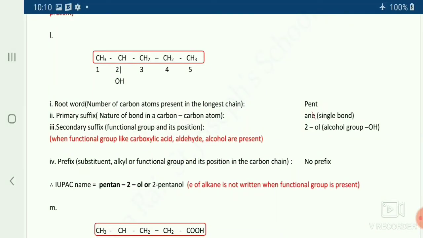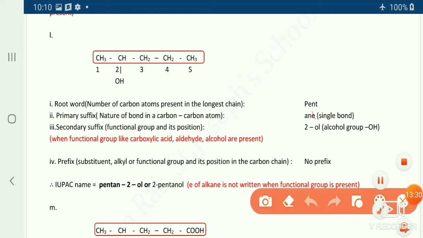Okay, we go to the next one, number L. So in L, we have a straight chain, 1 functional group is attached with it. So this is the functional group. Let's go with the longest chain, 1 2 3 4 5. That is meth, eth, prop, but, pent. So pent is the root word. Okay, I think you're getting it now. And all are single bond, so therefore the primary suffix is going to be ane.